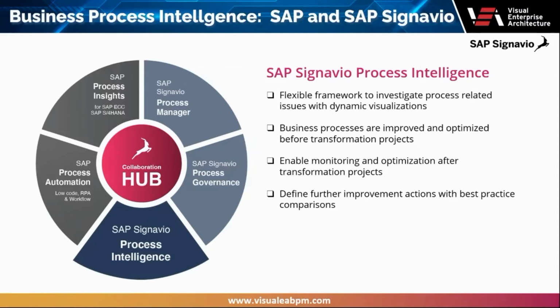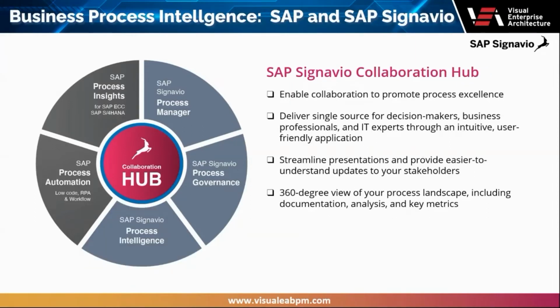SAP Signavio Process Intelligence provides a flexible framework for you to investigate your processes in detail and generate dynamic visualizations to really truly understand what goes on at your organization within each and every line of business. Business processes can be continually improved using process intelligence, and after you complete your implementation, you can enable monitoring and optimization for your transformation projects. And JP will talk a little bit more about this in a few minutes. This also includes further improvement actions with some best practice comparisons.